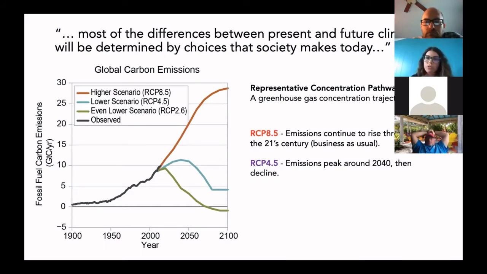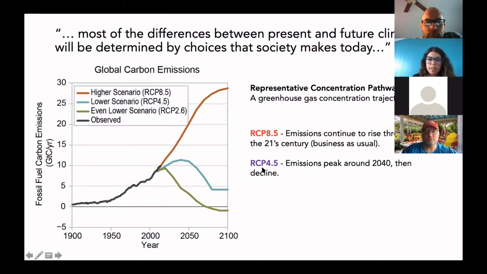And this is a greenhouse gas concentration trajectory. There are different scenarios that are based on different choices that we as a society might make. So you'll see the high emissions scenario called RCP 8.5, and that's shown in red. In this scenario, emissions continue to rise through the 21st century. You might hear it called business as usual, and it's the trajectory that we're currently on. So it's basically the high emissions scenario. And by emissions, I'm talking about greenhouse gases.